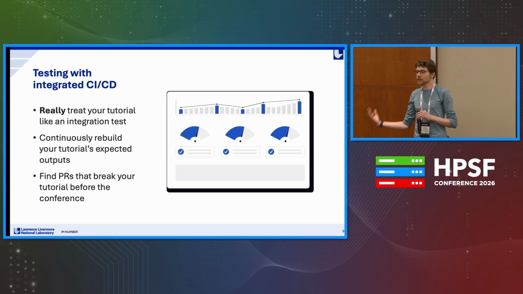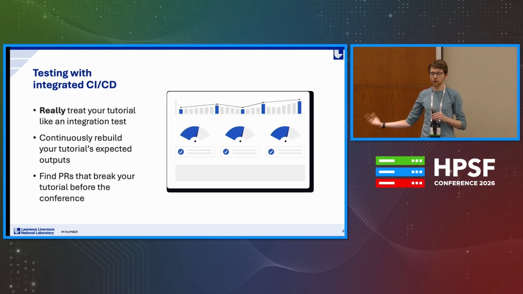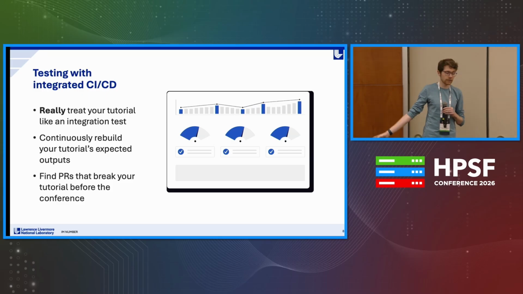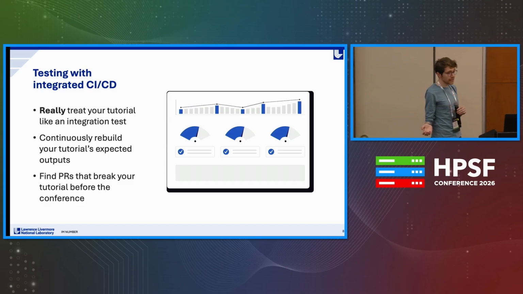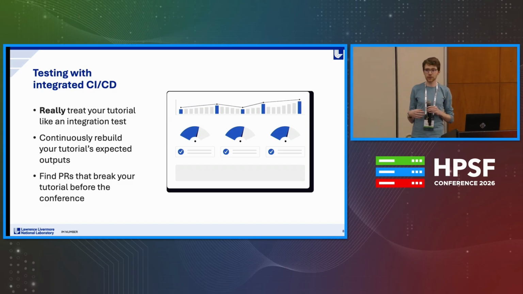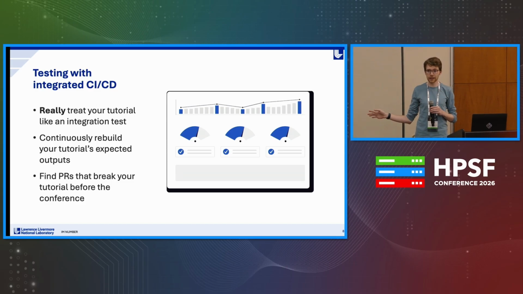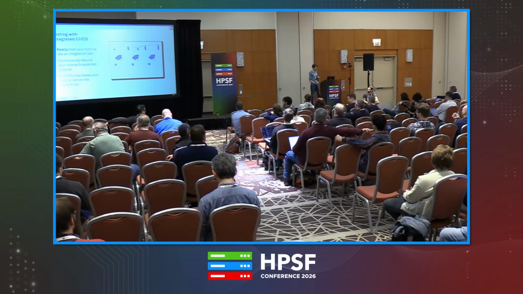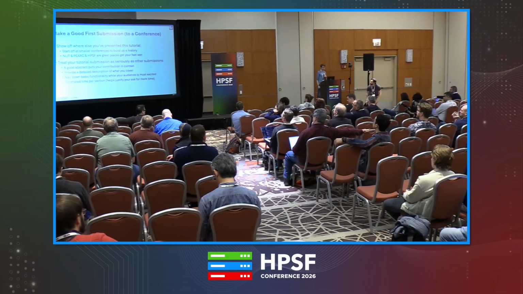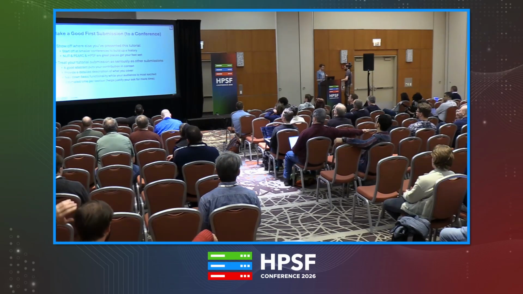And so continuously run your tutorial. Run it when people generate PRs, run it nightly, whatever frequency you want. This really helps you find bugs as they arise, well ahead of the tutorial or well ahead of the conference. This also gives you a nice added benefit: if somebody wants to come take your tutorial at some random point in the year, it's still going to work. It's not that your tutorial only works for a couple of weeks before a conference. So with that, and getting to conferences, I'm going to hand it back over to Greg.